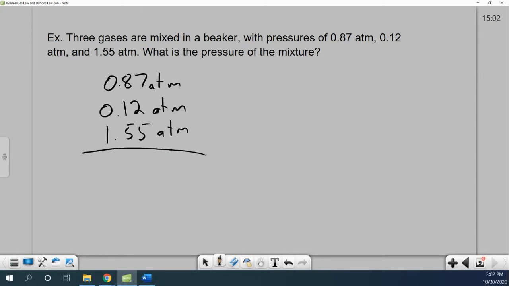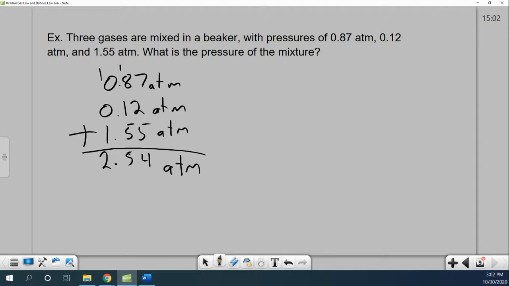Well, it is just the sum. You just add them. 7 and 2 is 9, plus 5 is 14, 8, 9, 10, plus 5 is 15, 1, 2, keep the decimal, 2.54 atmospheres. So the total pressure these 3 would exert together would just be 2.54 atmospheres.